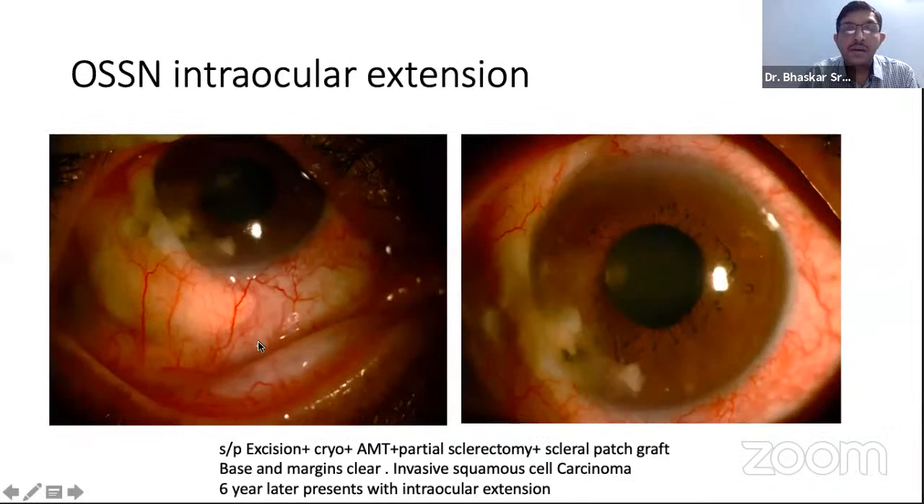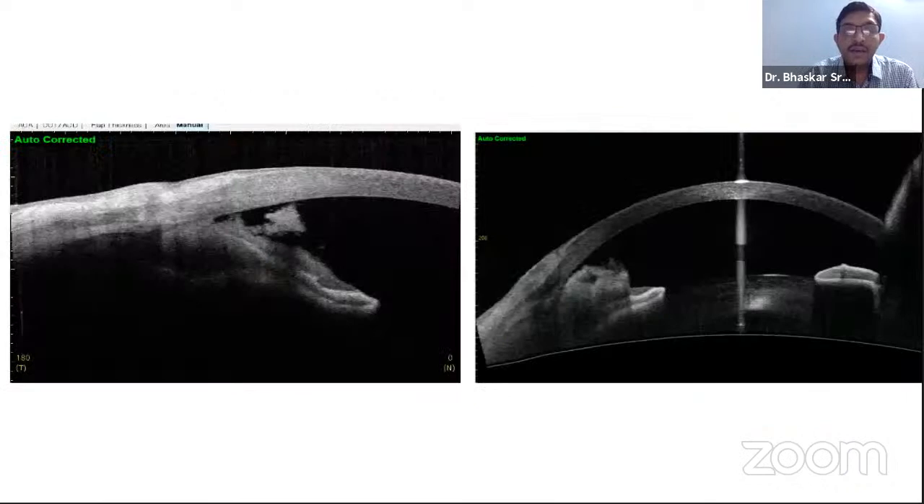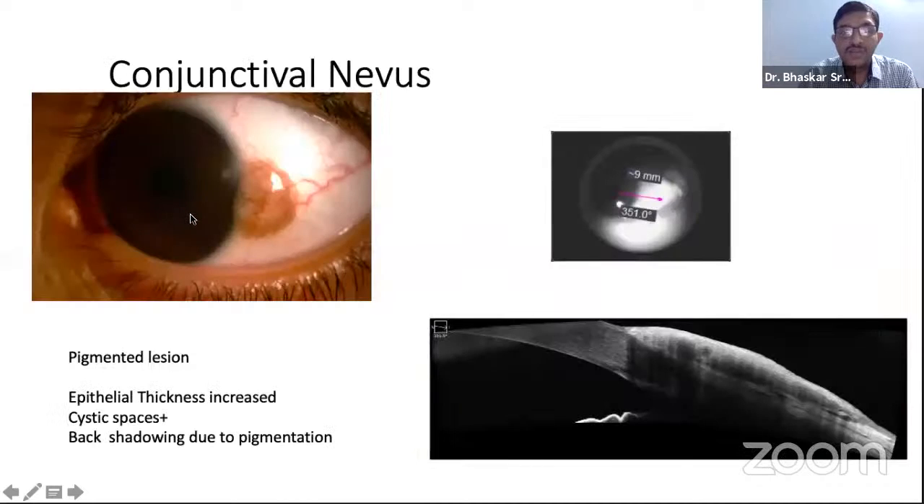If you're looking at an intraocular extension like this in a patient of OSSN who was operated earlier, the OCT here shows the extent of the involvement of the sclera and of the iris and the angle structures. Coming to pigmented lesions, classically as a nevus, you would normally be able to see cysts in the nevus. If you're not able to see it clinically, an OCT might still help you.